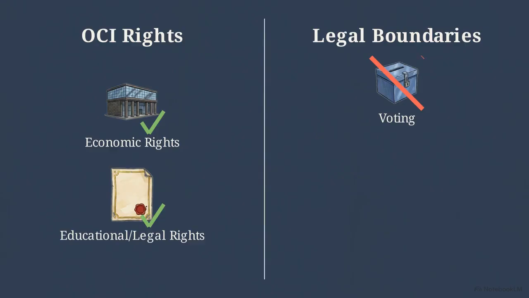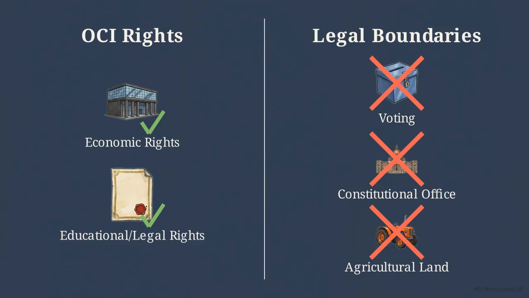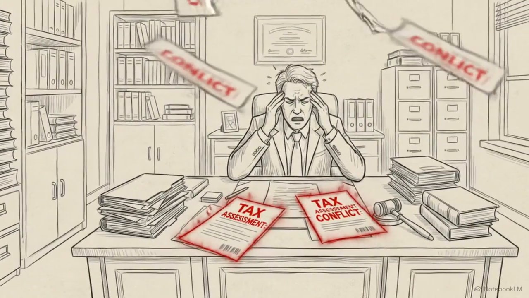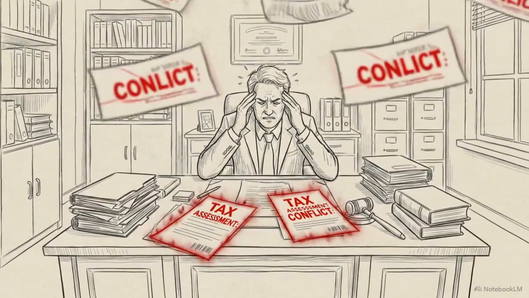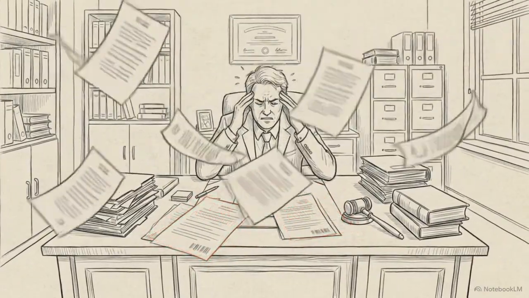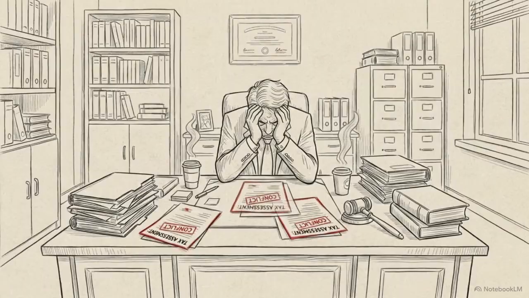But there are absolute legal boundaries. OCI cardholders cannot vote, they cannot hold constitutional office, and they are strictly barred from purchasing agricultural land or plantation property. Misclassifying an NRI as an OCI, or vice versa, will lead to inaccurate legal advice regarding your client's property rights and tax obligations in India.